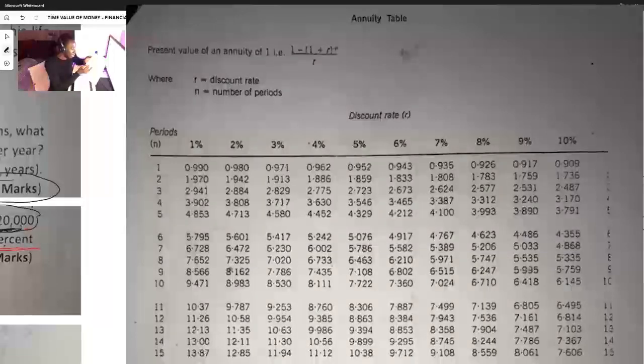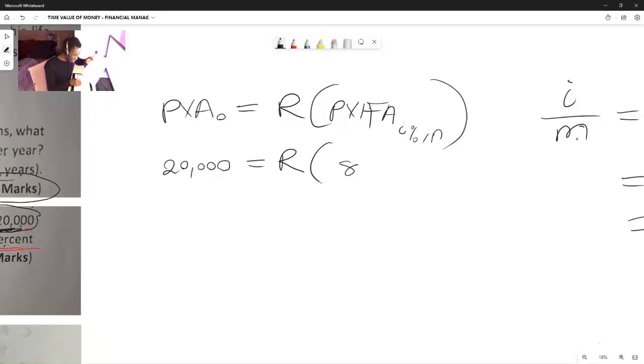At 10, we have how much? We have 8.983. So that's our present value interest factor, 8.983. Okay, this is a 3 here, don't get confused please. So 8.983, that's what we have there. That's our present value interest factor.